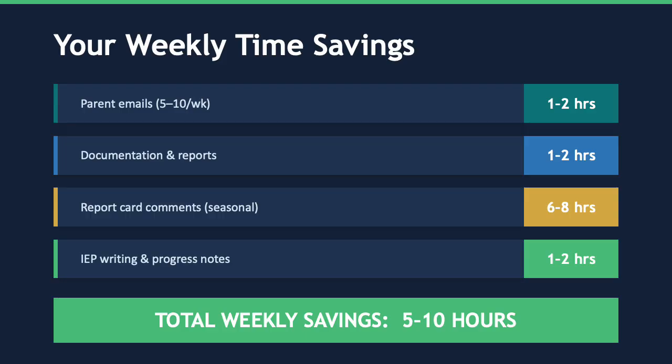So when we look at the different tasks that we just discussed that are part of our jobs but not necessarily teaching, we can take a look at how much time we can save in a week. For parent emails, we could add 1 to 2 hours to our day. For documentation and reports, same, 1 to 2 hours. The same can be said for IEP writing and progress notes. And when it comes to report card comments, we can save up to 6 to 8 hours. That adds up to a total of 5 to 10 hours every week in time savings.